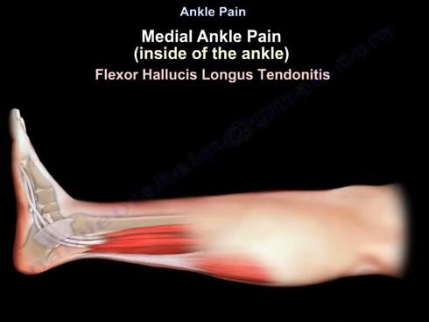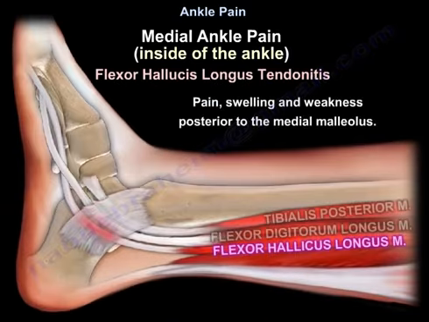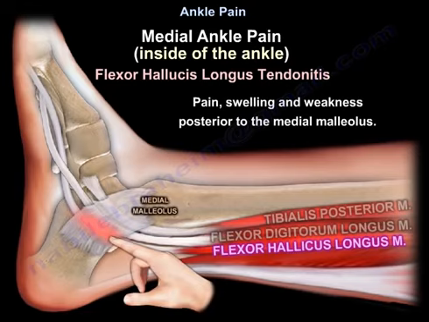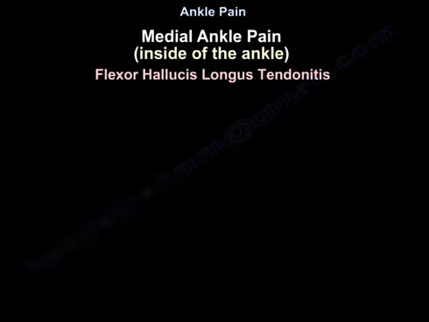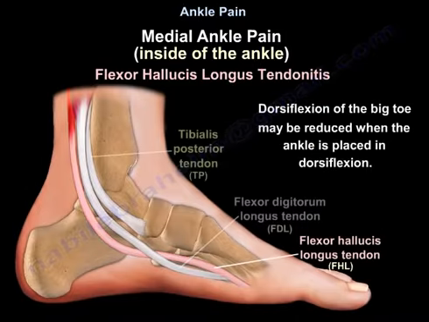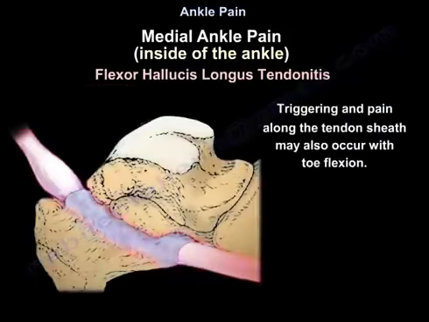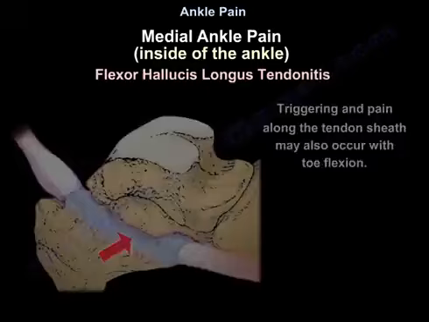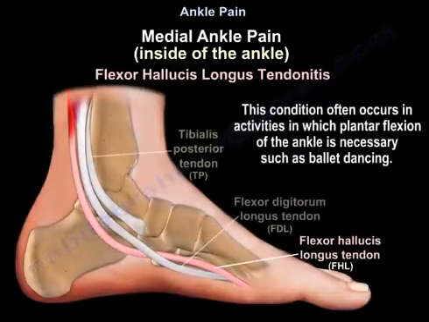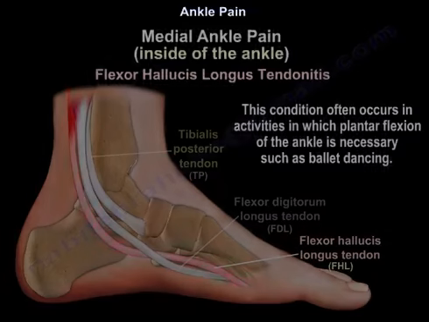Flexor hallucis tendinitis. Pain, swelling, and weakness posterior to the medial malleolus. Dorsiflexion of the big toe may be reduced when the ankle is placed in dorsiflexion. Triggering and pain along the tendon sheath may also occur with toe flexion. This condition often occurs in activities in which plantar flexion of the ankle is necessary, such as ballet dancing.